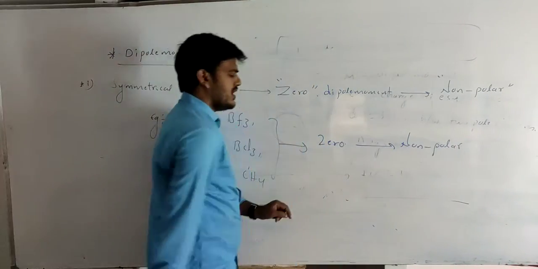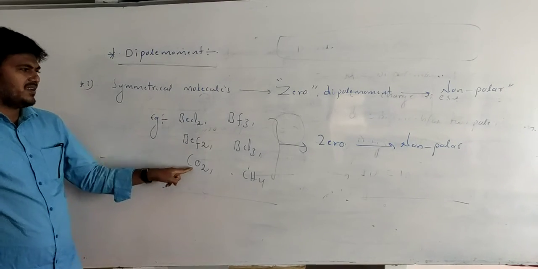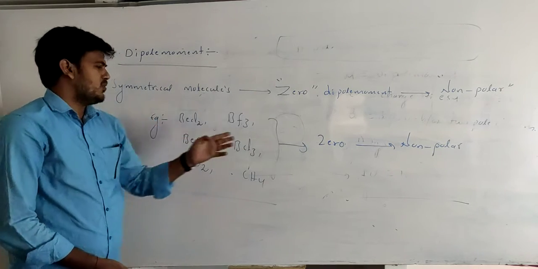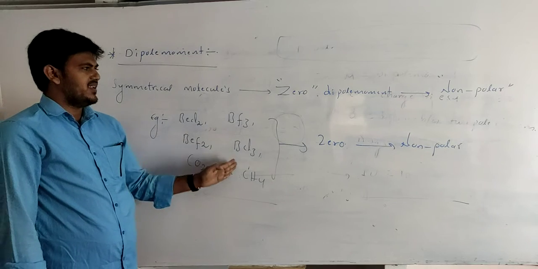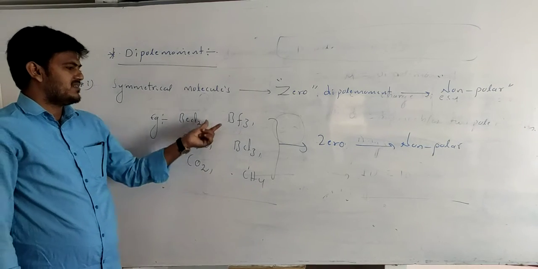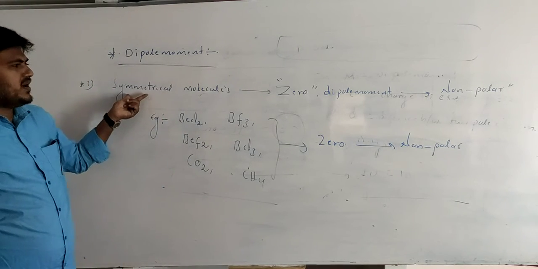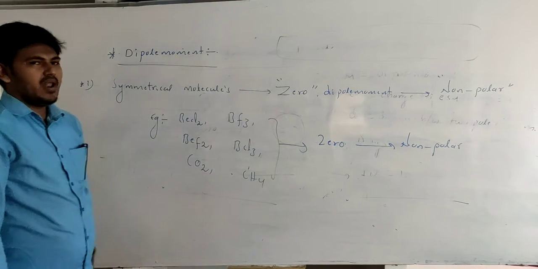Best examples of non-polar molecules: BeCl2, BeF2, carbon dioxide, BF3, BCl3, CH4. These are also the zero dipole moment molecules and the symmetrical molecules. Okay, first point: symmetrical molecules have zero dipole moment, so they are non-polar molecules.